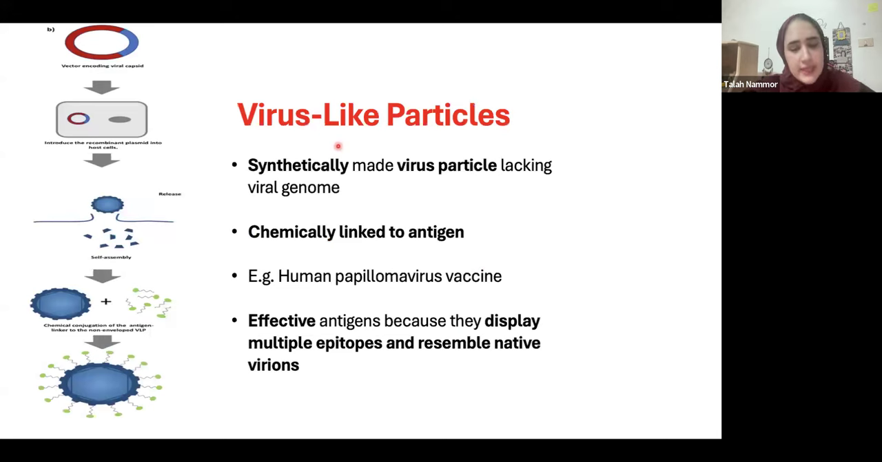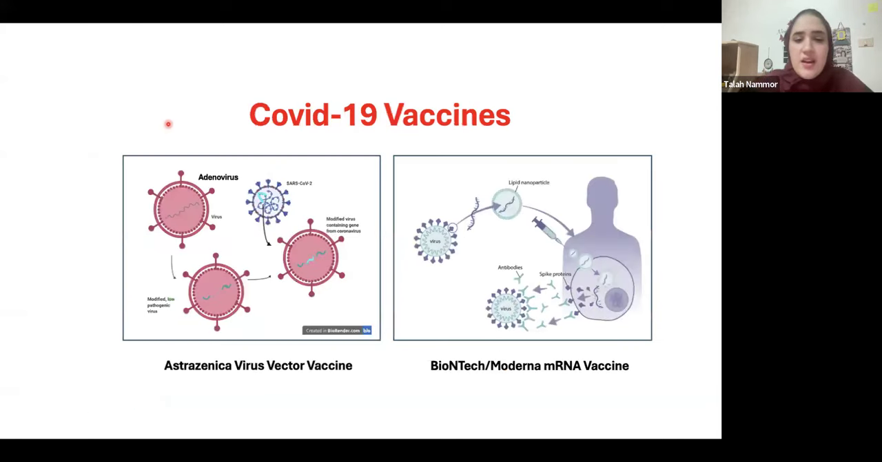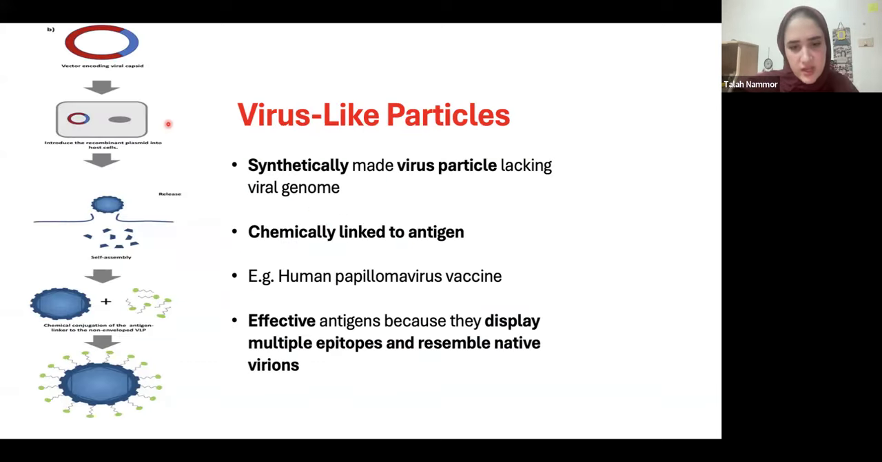Now there is something called virus-like particles. It's just particles from a virus that can cause an interaction, like an immune reaction. That's it, guys. Honestly, no need to go into details because there's nothing to say.